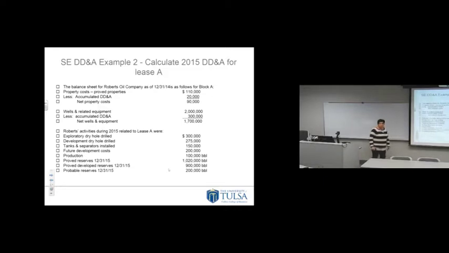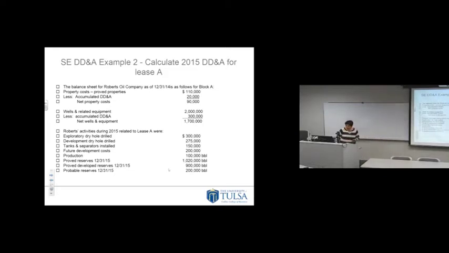Again, we're only going to use that under international GAAP. Production was 100,000 barrels. My proved reserves at the end of 15 are 1,020,000 barrels. Of those 1,020,000 barrels, 900,000 are proved developed. So the field's getting pretty close to being totally developed, but it's not quite. 900,000 out of 1,020,000 barrels are proved developed. And then I have some additional probable reserves of 200,000 barrels.